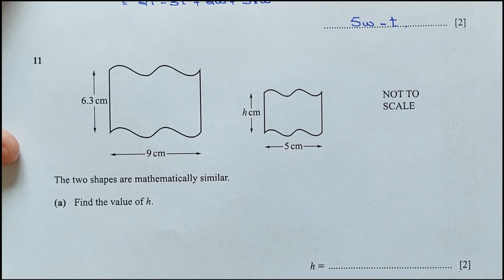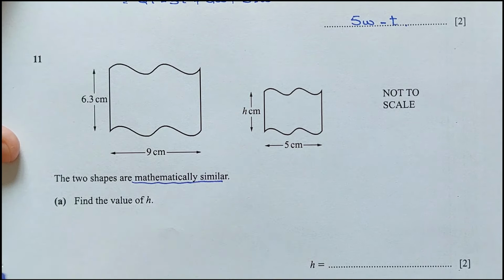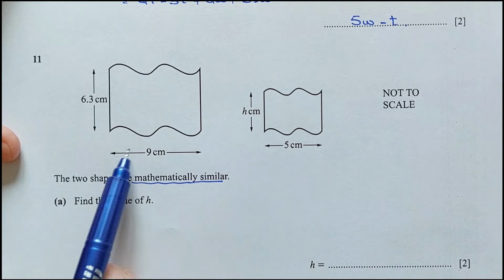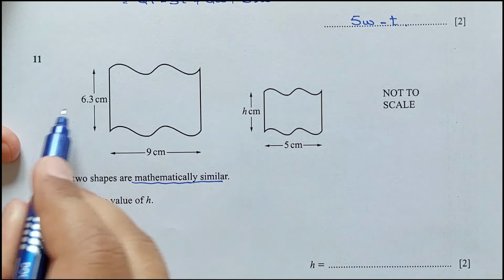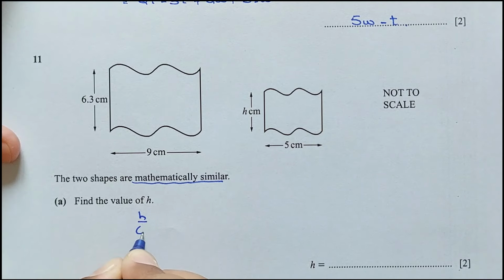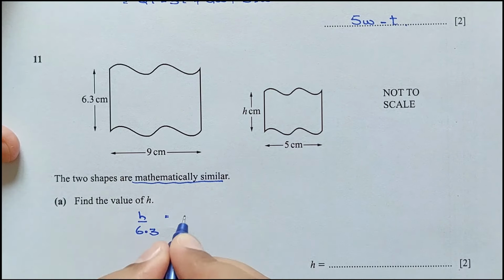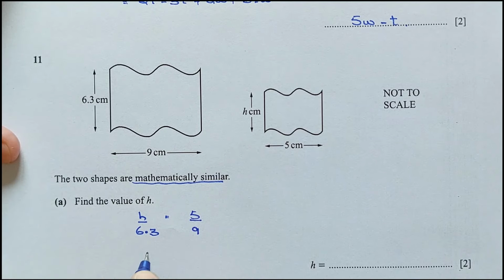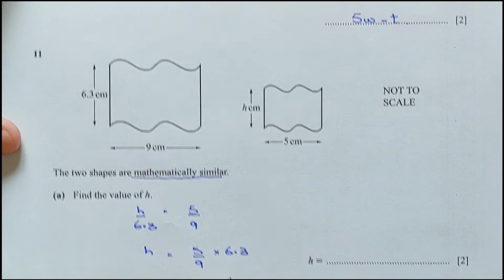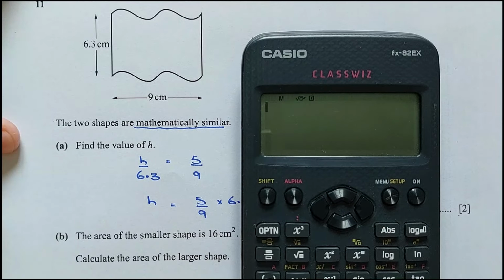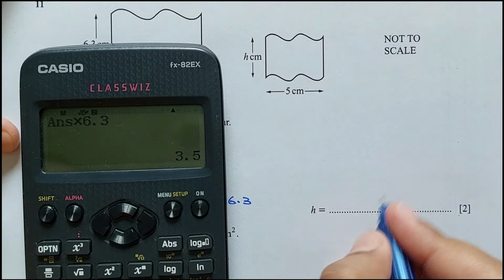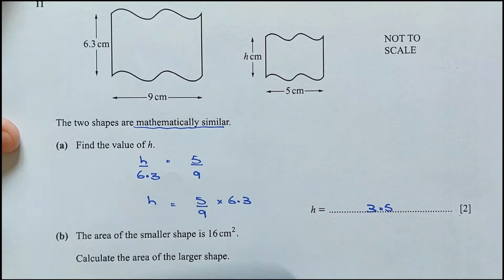Question number 11, the two shapes are mathematically similar. This information we have been given. Part A, find the value of h. If they are mathematically similar, it means the ratios of their corresponding sides are equal. So the ratio of h and its corresponding side, 6.3: h over 6.3 is equal to 5 over 9. And solve for h, which is 5 by 9 times 6.3. The cross multiplication I did over here. So 5 by 9 times 6.3 is 3.5. The h is 3.5 centimeters.